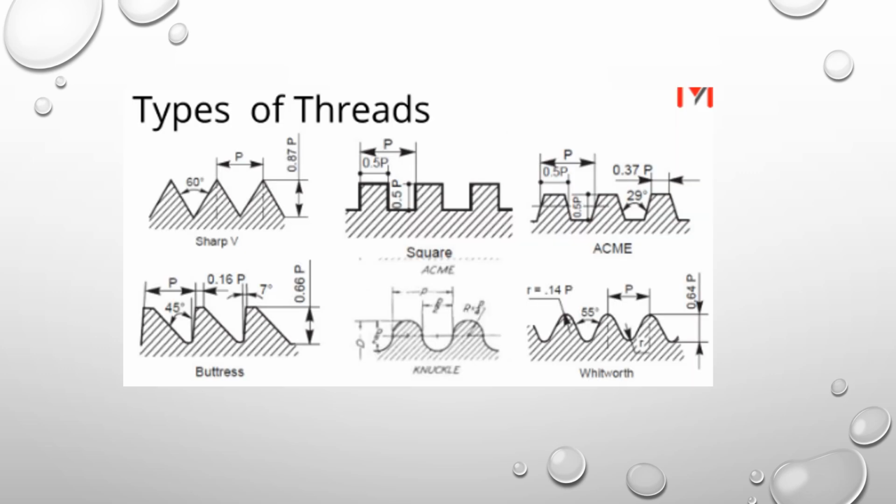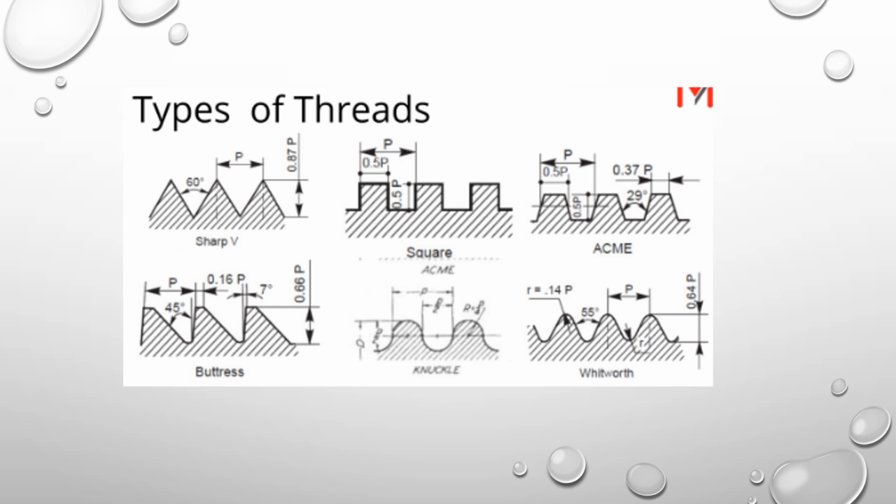So here I put some figures which explain the types of threads. Sometimes the threads are V type, sometimes square, sometimes acme, sometimes buttress, sometimes knuckle, and with tooth. These types of threads depend upon the requirement, where the industrial requirement is and what type of industrial requirement it is. Based on that, the thread profile is decided.